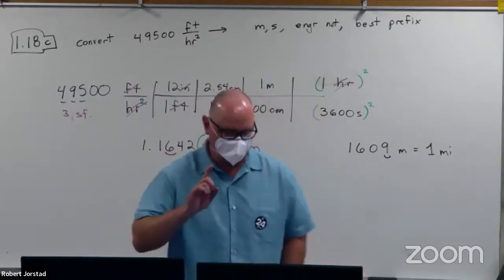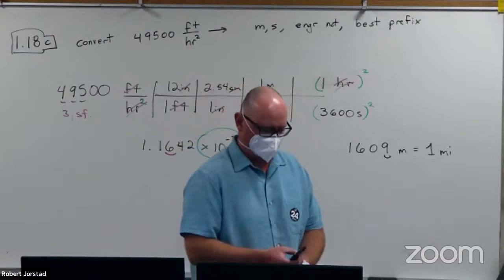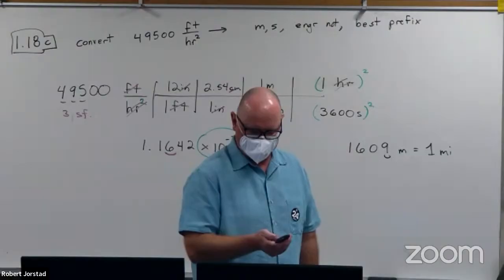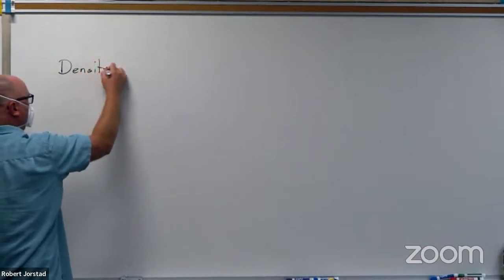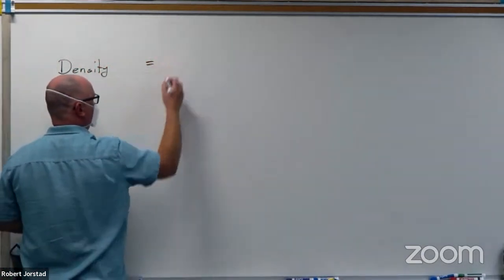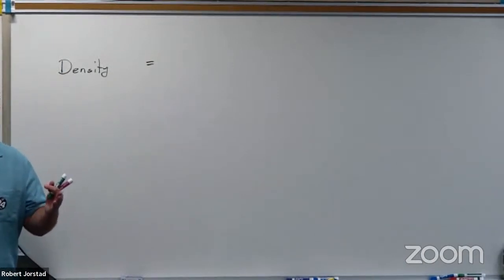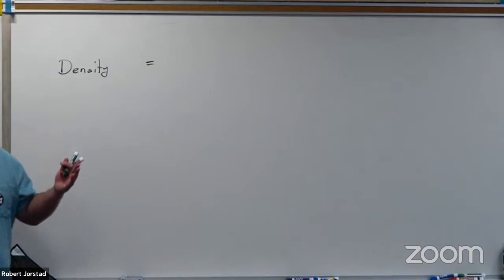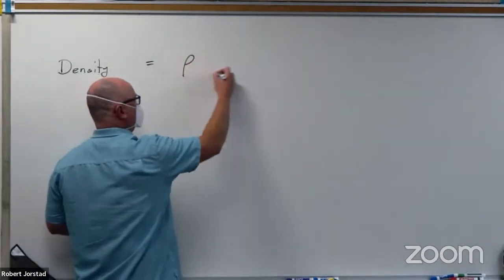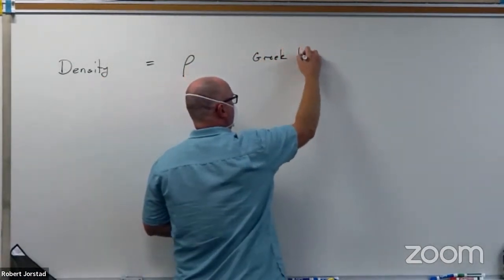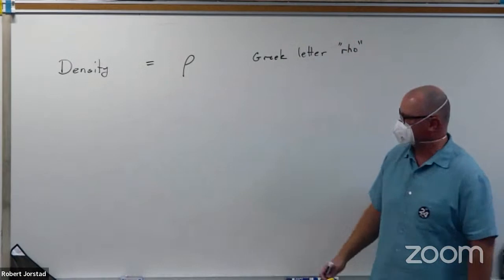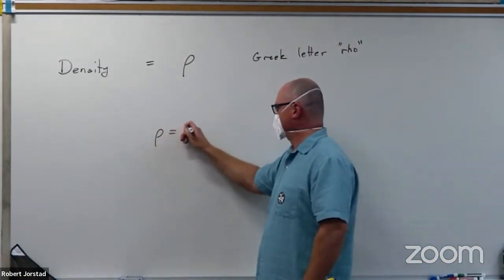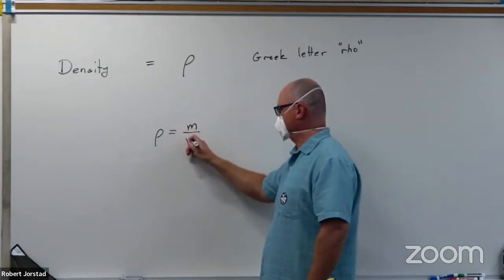Let's do one more thing really quick, and then we'll take a break. One last one. Let's go to board 6. Density. We're going to use the symbol rho, not D. It turns out we use D a lot for diameter and for distance, so we don't want to keep using D all the time. So we're going to use the Greek letter rho. Rho is your density. Now density is mass per unit volume.